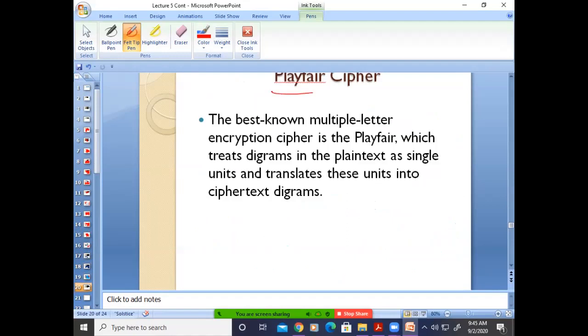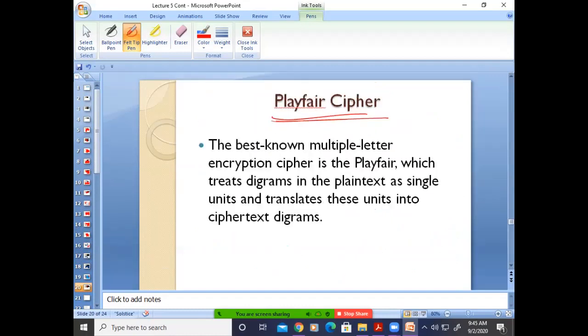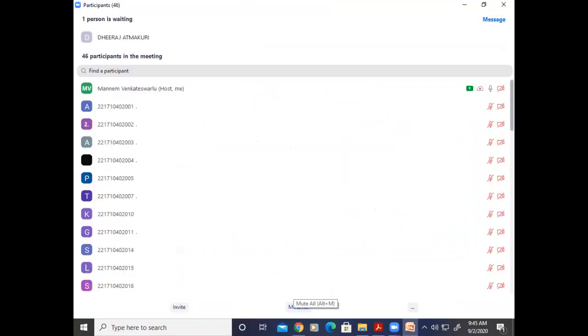Okay. In that case, we will see the Playfair cipher tomorrow or next class. Okay, sir. You can leave. I will take the attendance from the Zoom app only. Okay, sir. Thank you, sir.